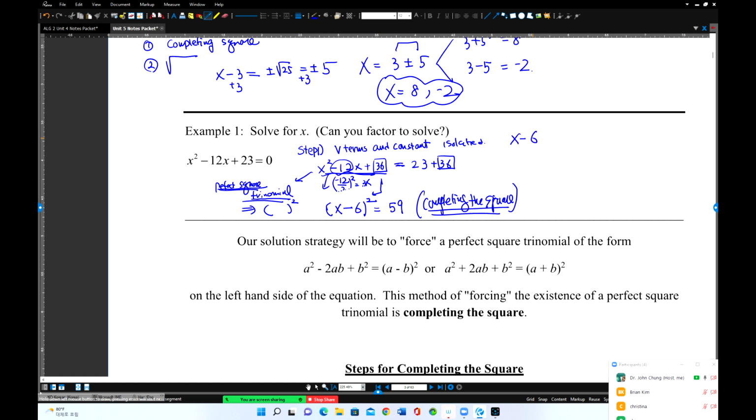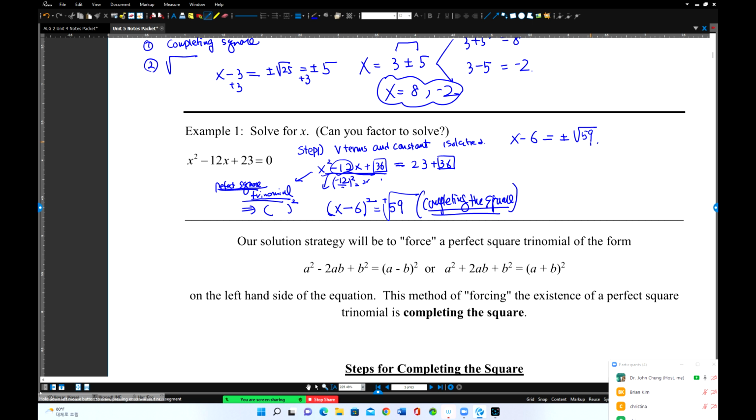First one is x minus 6. Do not use plus or minus there, okay? I'm going to put plus or minus on the second term over here. When you take a square root, always put plus or minus over here. You don't have to use it on the other side, okay? It's the same thing, but more complicated. So over here, plus minus square root of 59.